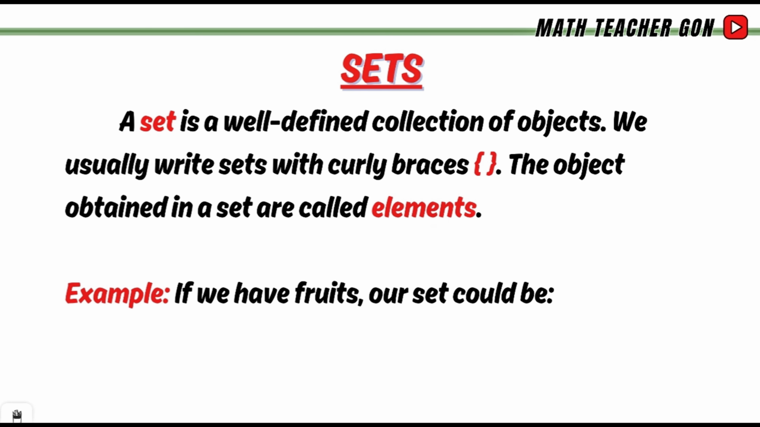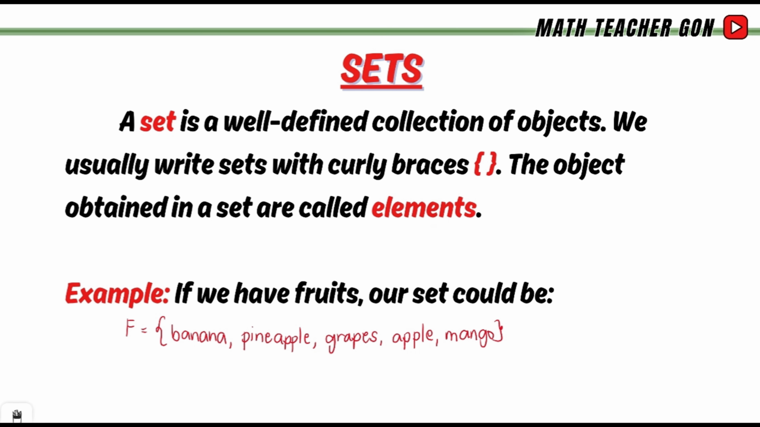For example, if we have fruits, let's use the letter F to name our set. So F is equal to, let's name many fruits that we know. We have banana. What else? We can have pineapple. We also have grapes. We can say apple and mango. So this is the set of fruits: banana, pineapple, grapes, apple, and mango.